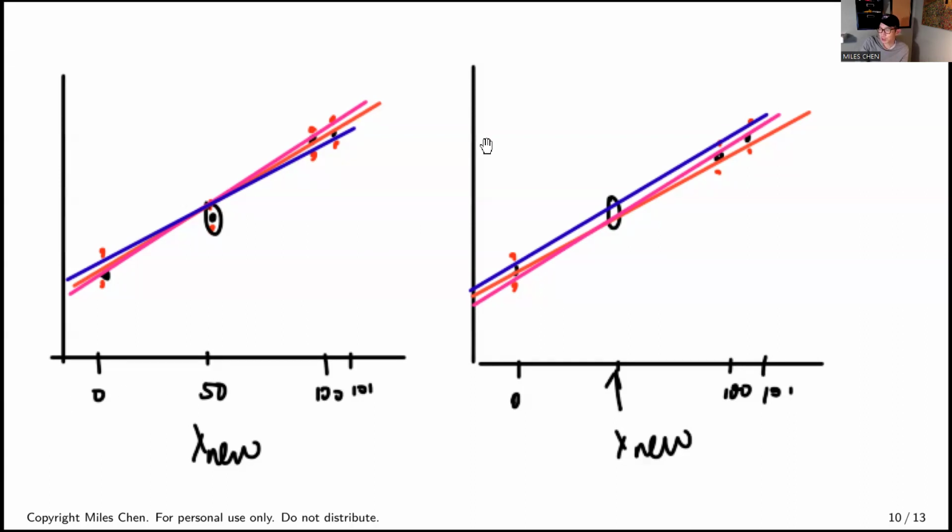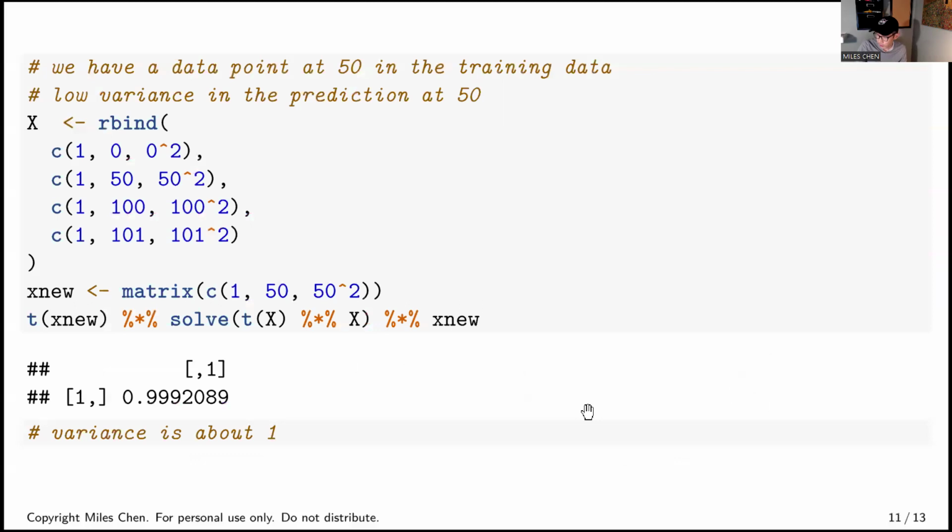But watch what happens if I decide to fit a quadratic model. For my quadratic model, I'm going to have a column of ones. I hope you guys can see this. My X matrix has a column of ones for my intercept, then a column for the slope term, where my X values are 0, 50, 100, 101. And then I have another coefficient for an X squared term, and those values are 0, 50 squared, 100 squared, and 101 squared.